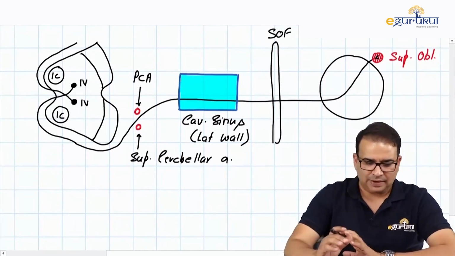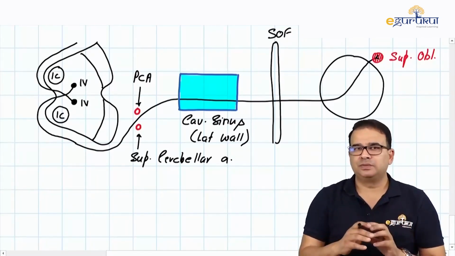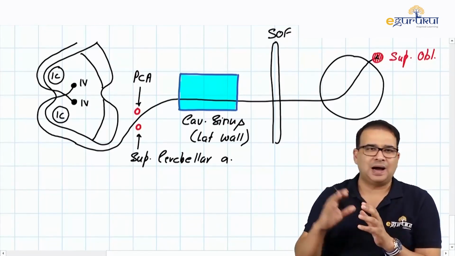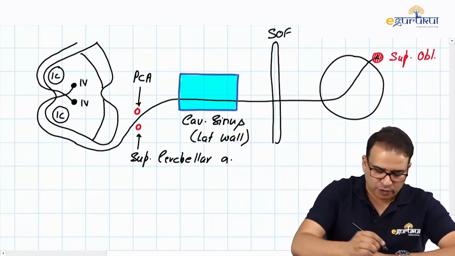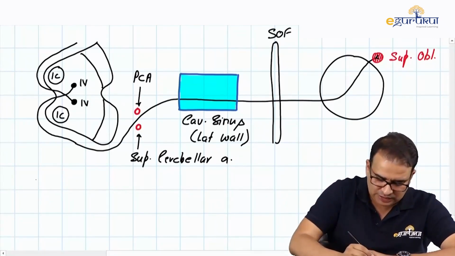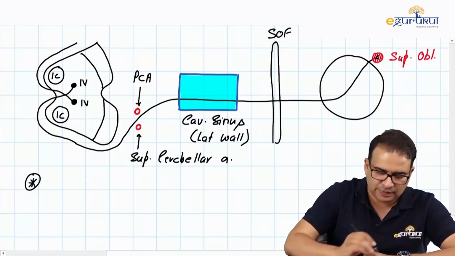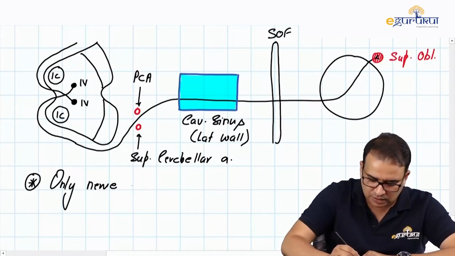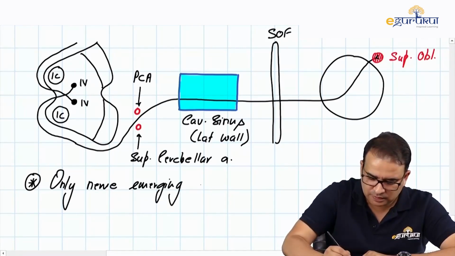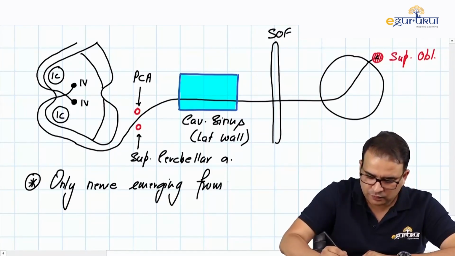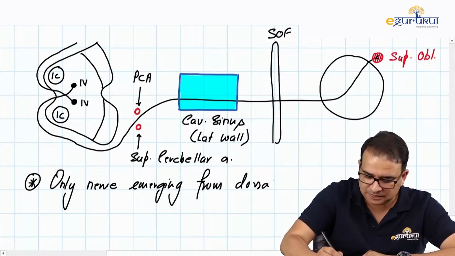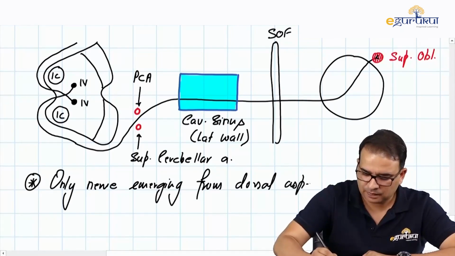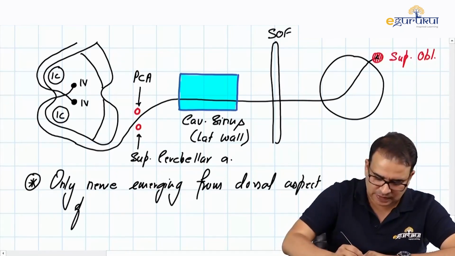So what I've said is that everything important about the fourth nerve, the things which are noteworthy, are seen in the beginning itself. Now what you're looking at from this diagram, guys, is that first of all, the nerve is coming from the dorsal aspect. So it's the only cranial nerve emerging from the dorsal aspect of the brainstem.